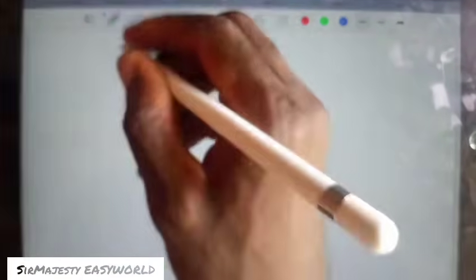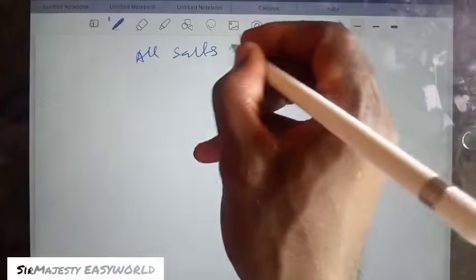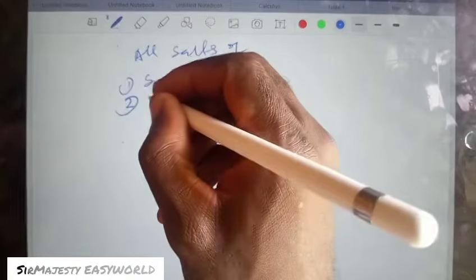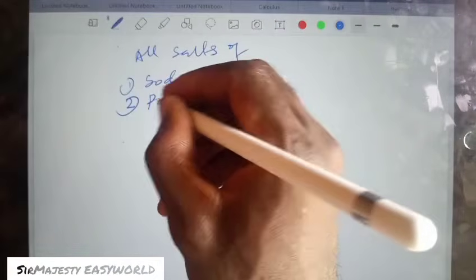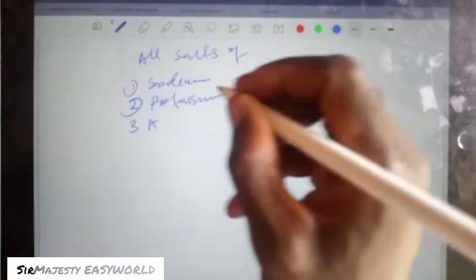So look at these groups of salts. They all have no insoluble form. 1, all salts of sodium. 2, all salts of potassium. 3, all ammonium salts.